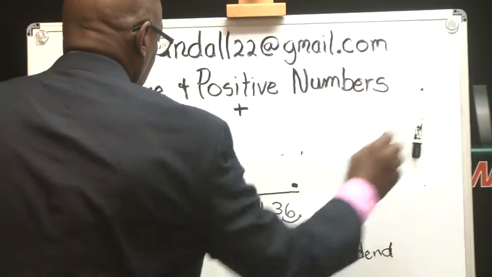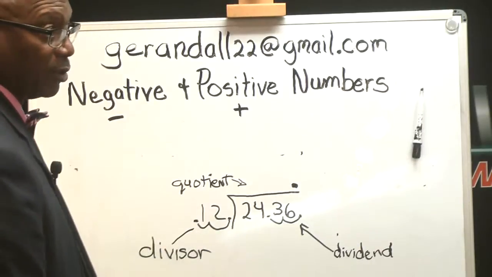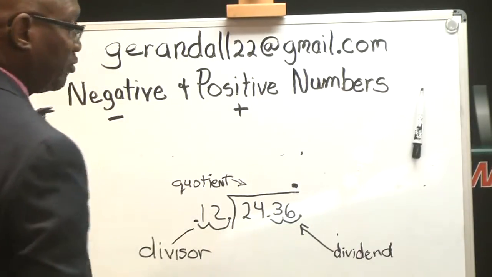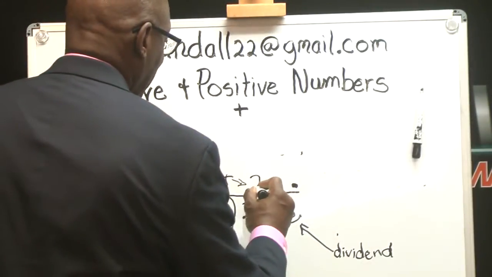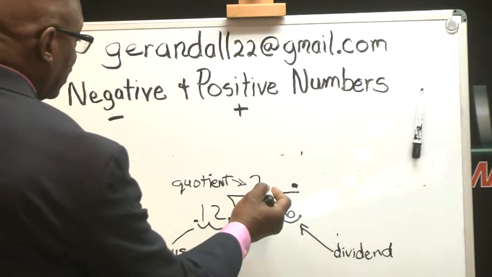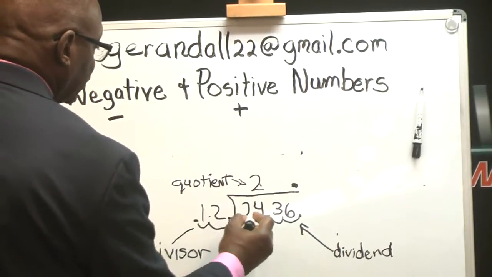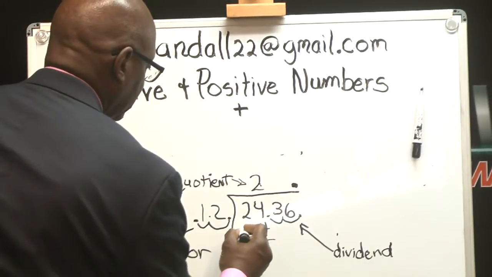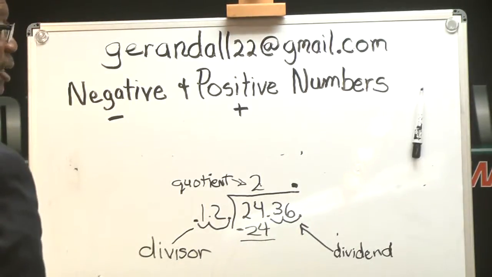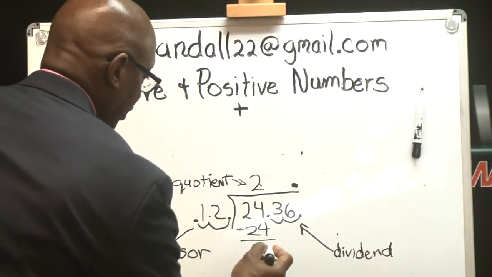So, we look at the 12. Can 12 go into 2? No. Can 12 go into 24? Yes. How many times? 2. Now, we made this problem very simple. And then the next step is to multiply 2 times 12 to get 24. And the next step is to subtract the 24 from the 24 in the dividend, and we get 0.